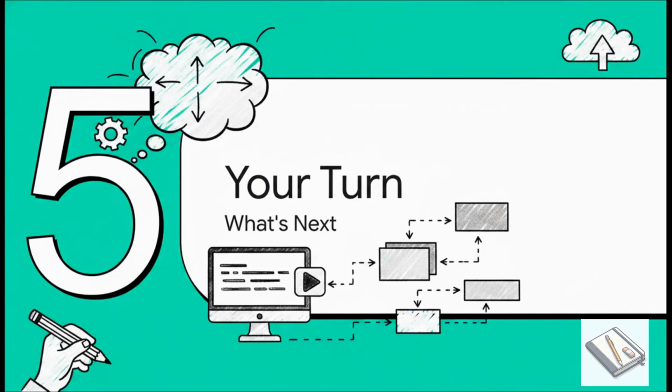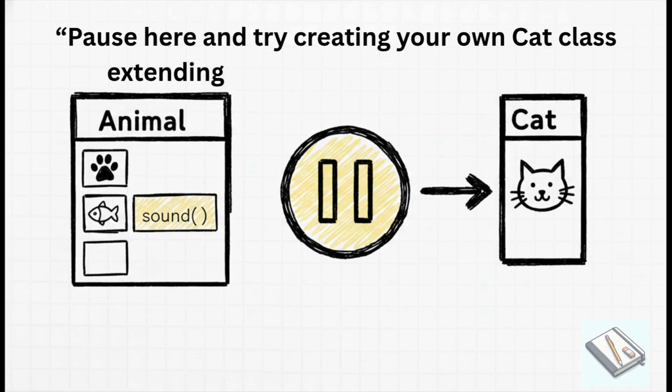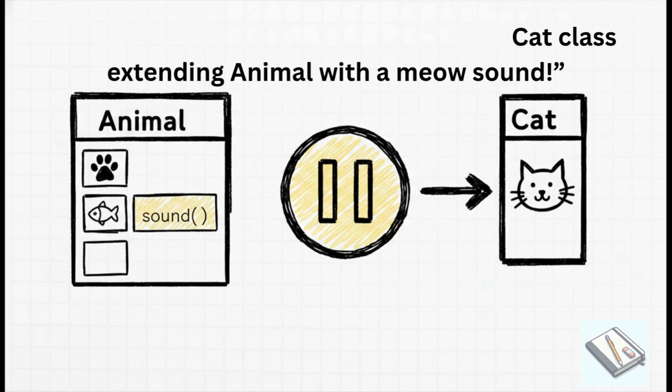Okay, we've covered the theory, we've looked at the code, now it's time for you to put it into practice. I've got a little challenge for you. Pause this explainer for a moment and try to create your own Cat class. Make sure it extends Animal and then give it its own meow sound. Go ahead, give it a shot.